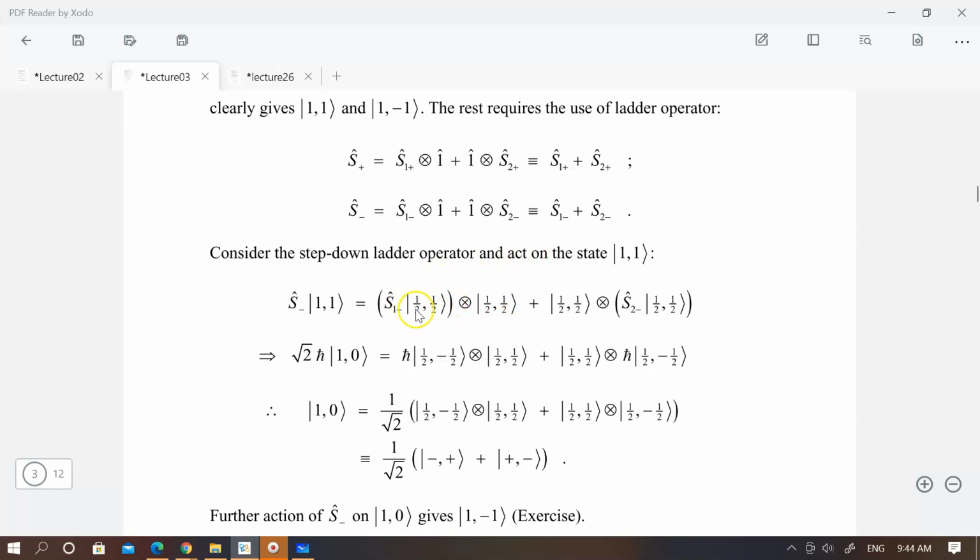I'm writing S minus here, S minus here. This one will act on that state and try to lower your M value. If you write down the M value here, it is going to be 1, so you will lower it down to 0. But remember, there will be this thing here.